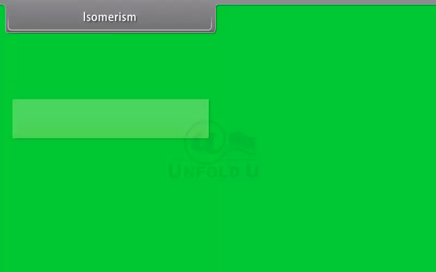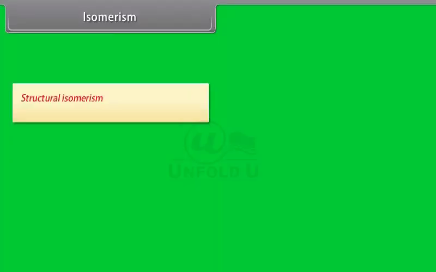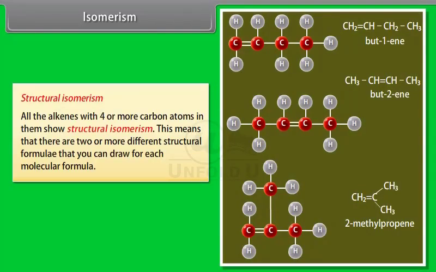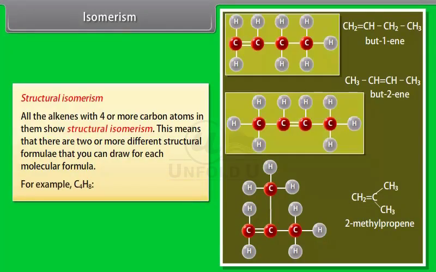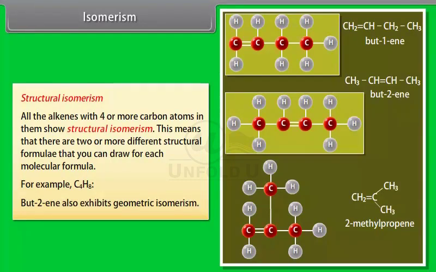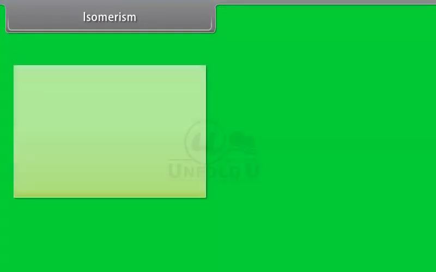Isomerism. Structural isomerism. All the alkenes with 4 or more carbon atoms in them show structural isomerism. This means that there are 2 or more different structural formulae that you can draw for each molecular formula. For example, with C4H8, it isn't too difficult to come up with these 3 structural isomers. There is, however, another isomer. But-2-ene also exhibits geometric isomerism.